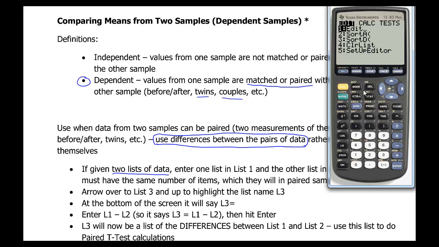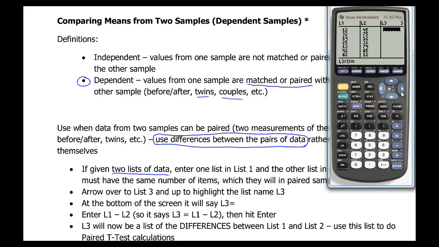So in your stat menu, you edit and you'll have lists. So whatever your first list is, I'll just put in a few numbers. So you put your first list in, and then you're going to put in your second list. And again, they'd have to be matched in pairs, so whatever you have on the left side needs to be the pair to what you have on the right side. They need to be in the same order.